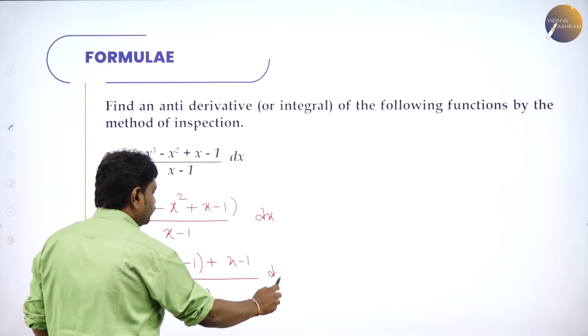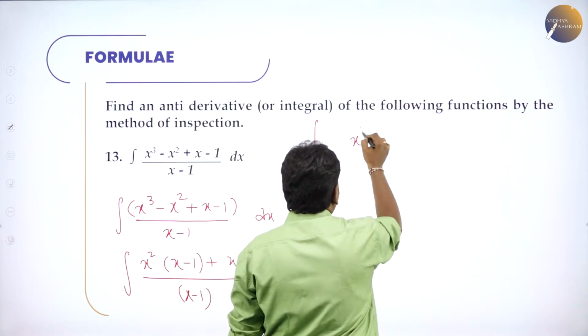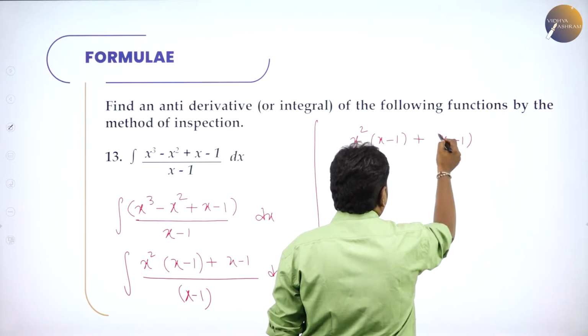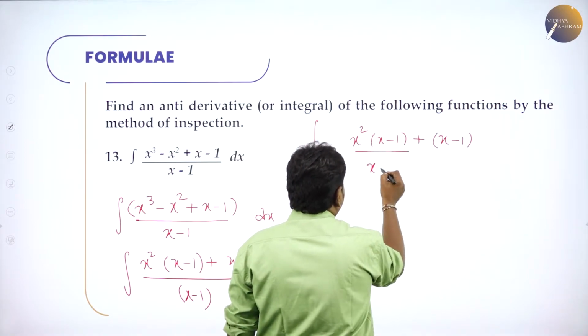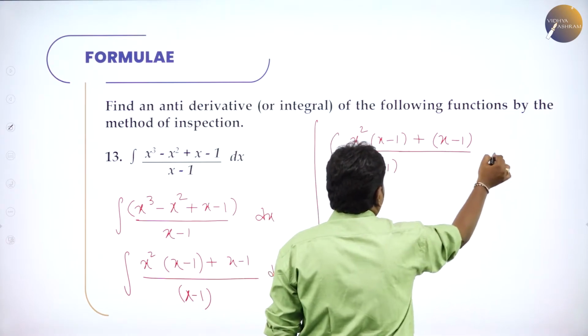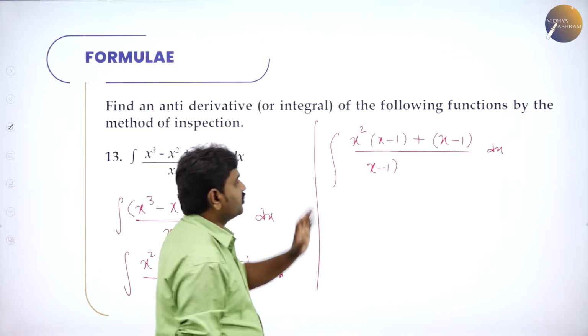Now I'll group them. So can I write the problem as x square into x minus 1 plus x minus 1 divided by x minus 1, dx. This is the problem. So I'm putting brackets for this. I'm grouping them. So now can we split this?